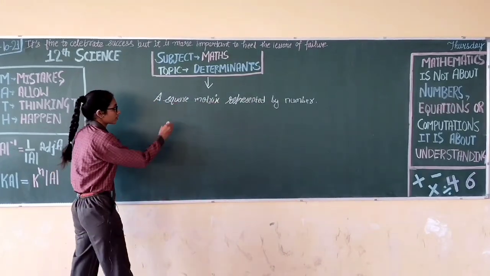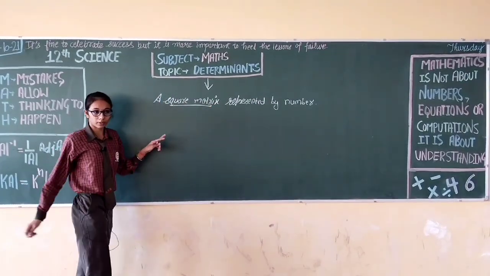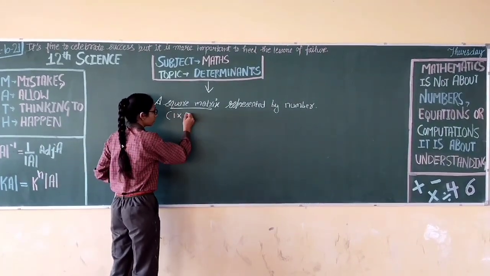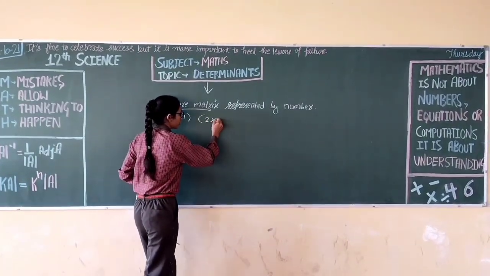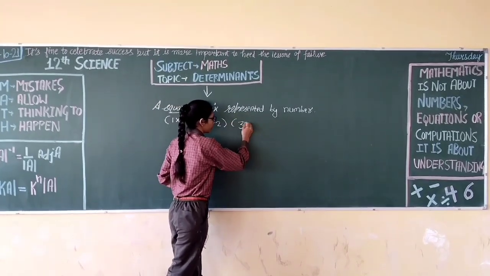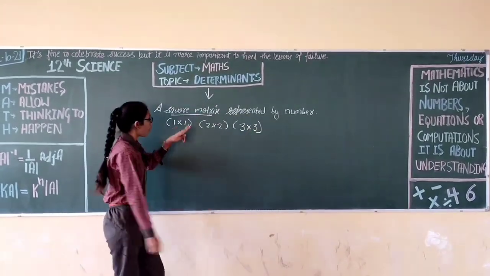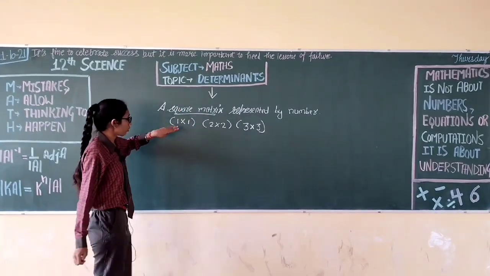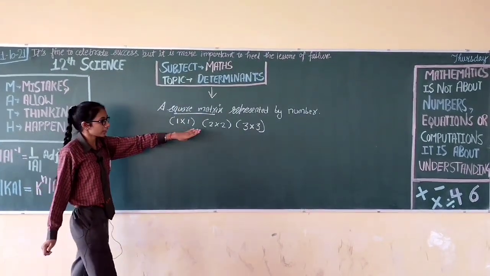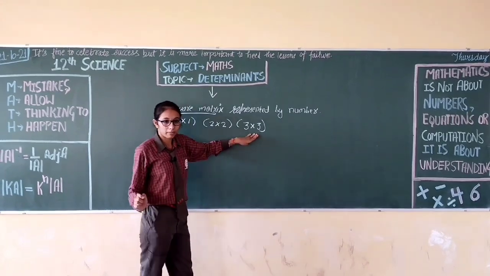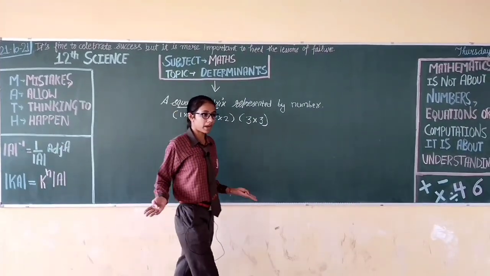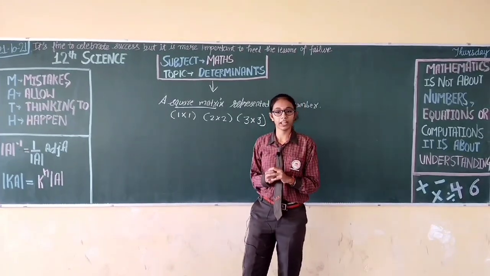Now square matrices are of order 1 by 1, 2 by 2 or 3 by 3. Only a square matrix can have a determinant value. It means that only a matrix of order 1 by 1, 2 by 2 or 3 by 3 can have the determinant value. Now the question arises in our mind: how can we find the determinant value?